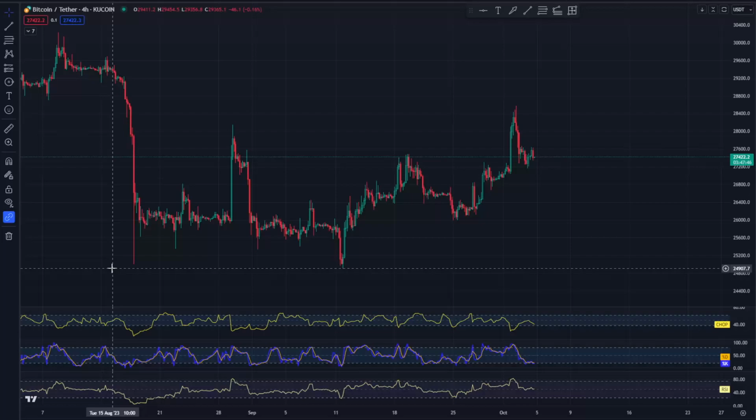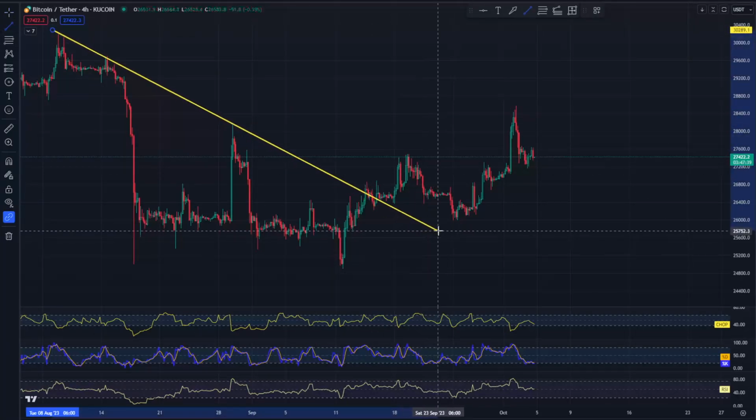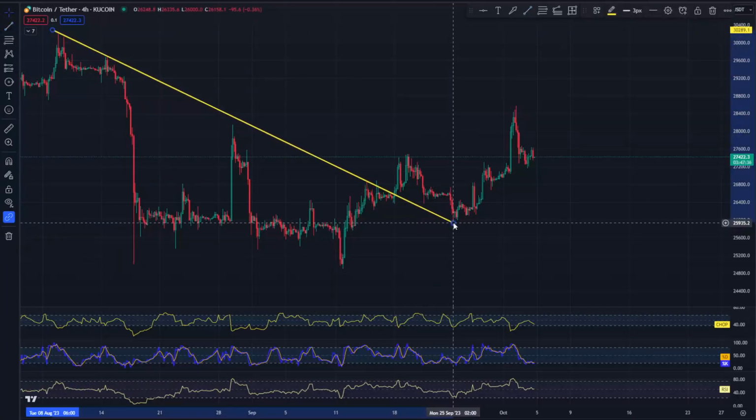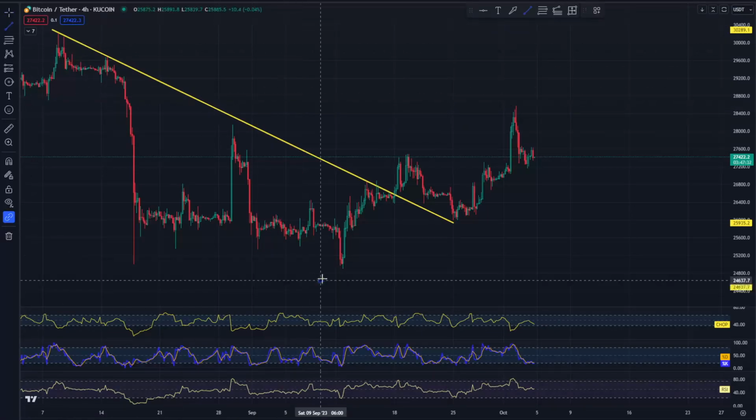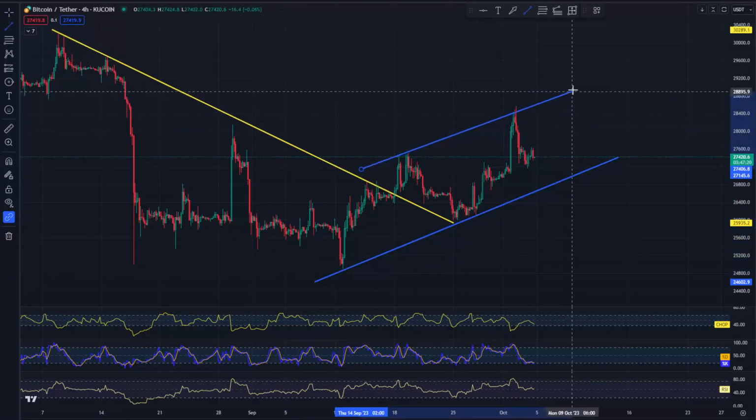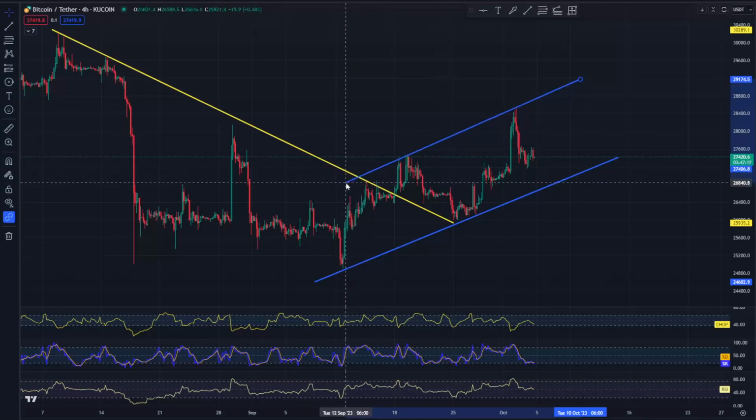Let's start by checking the current situation on the BTC to USDT pair, taking into account the 4-hour interval. First, we will use the yellow line to mark the downward trend lines from which the price has moved into the upward trend channel marked with blue lines.